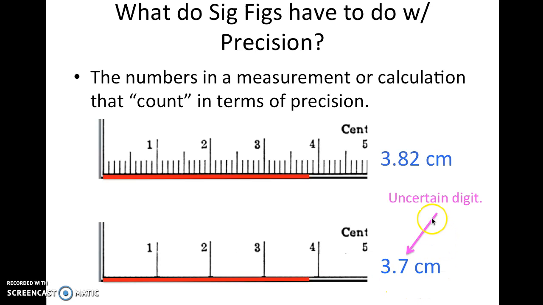And between the two measurements, the one where I'm using the millimeter markings is more precise. It's a more precise measurement than in the case when I'm just using the centimeter marking ruler. And you notice in this case with the centimeter marking, my uncertain digit is that 7. This is the one that I estimated.